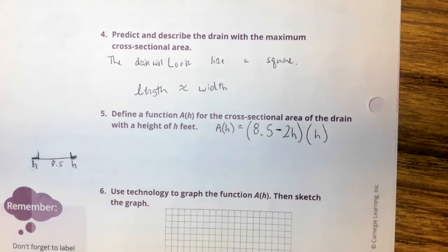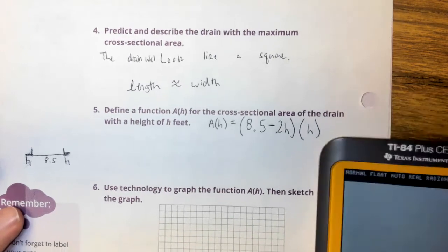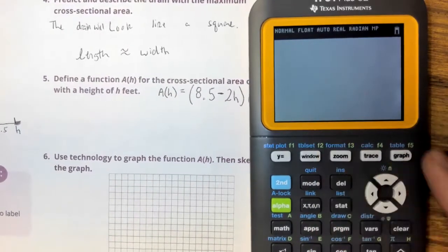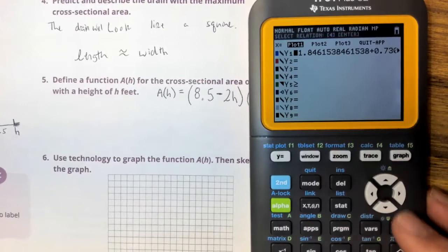Okay, use technology to graph the function. Let me grab a calculator real quick, and I can plot the function there and make it really clear for you what it will look like. So to graph the function that we just created, I'll do it in a calculator. To graph on a calculator like this, just hit y equals.